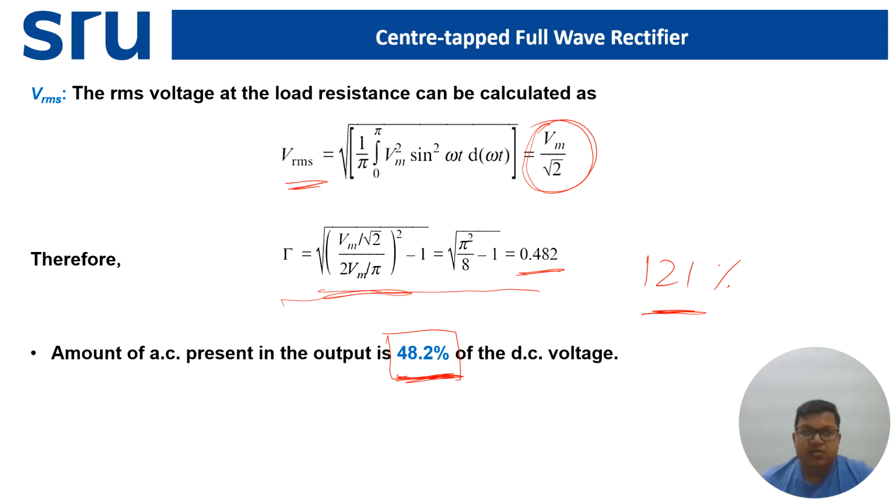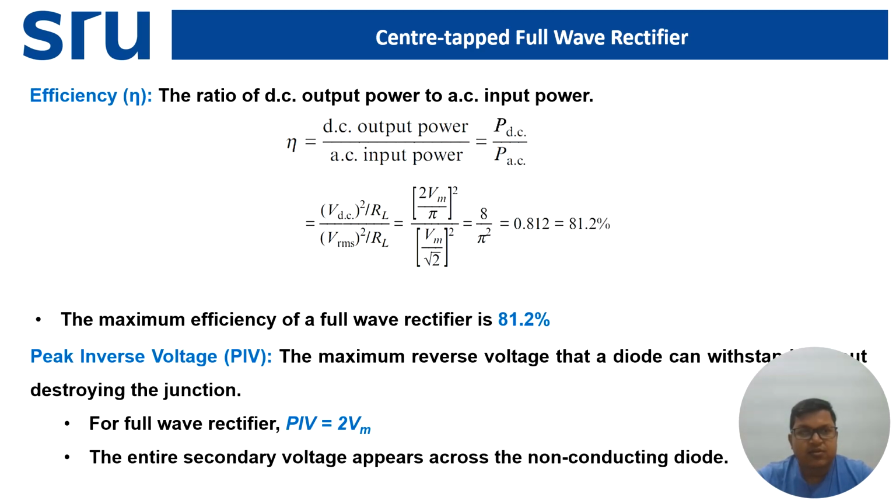Okay, so that means we have achieved something to reduce the ripple factor. Now we will see some other parameters. First comes the efficiency.